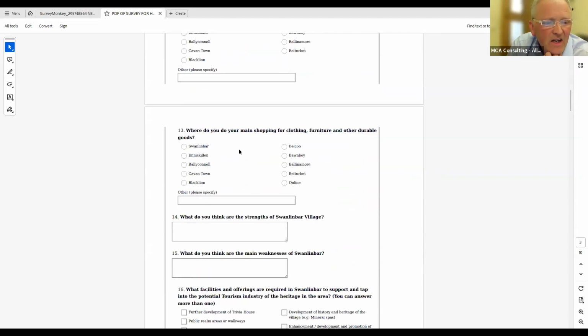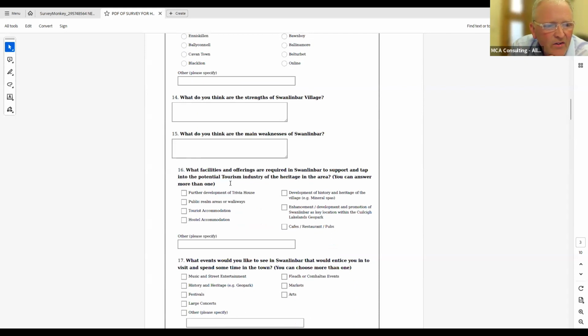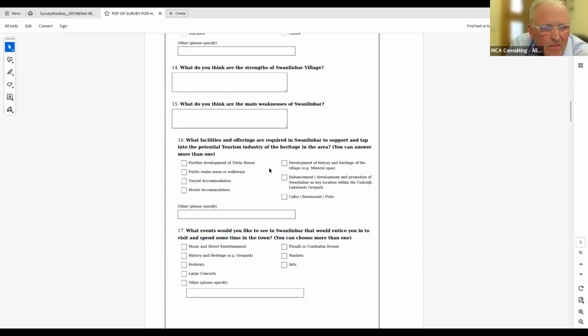And you can see here the various tick boxes in terms of categorizing, for example, what type of farm enterprise they have. What facilities and offerings do you feel are required in the Swanland Bar area to promote tourism? What type of events would you like to see? So in your case, you've got your 9 objectives. I think you need to convert those into a form of text that farmers can relate to, and ask them which they would be interested in, and then you need to rank them in terms of priorities.